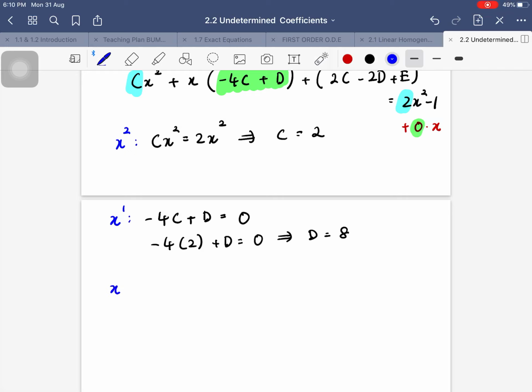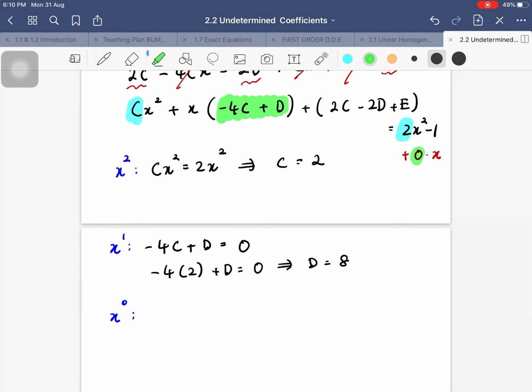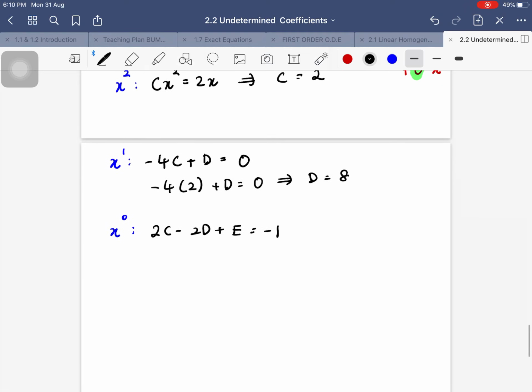And lastly will be the constant for x to the power of 0, so basically just the constant. On the left hand side for x to the power of 0, this is going to be the constant associated with x to the power of 0, and on the right hand side this is going to be the number, which is negative 1. So therefore I can write that 2c minus 2d plus e is going to equal negative of 1. So please do not miss out the negative. The number is negative of 1, not positive of 1.